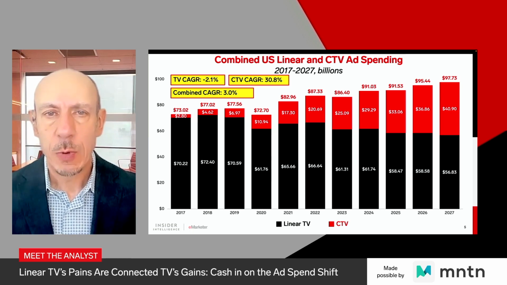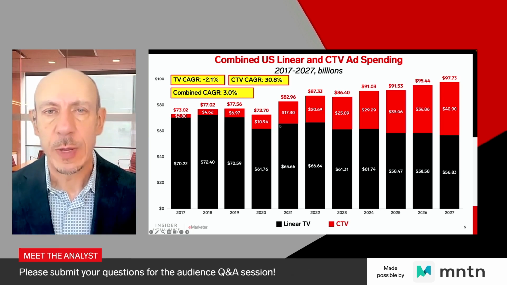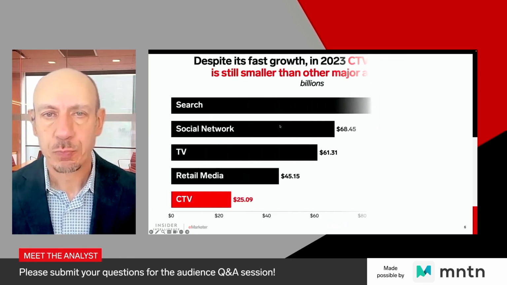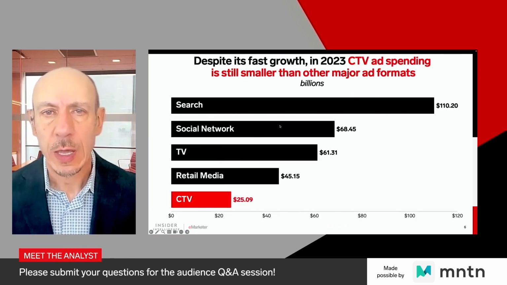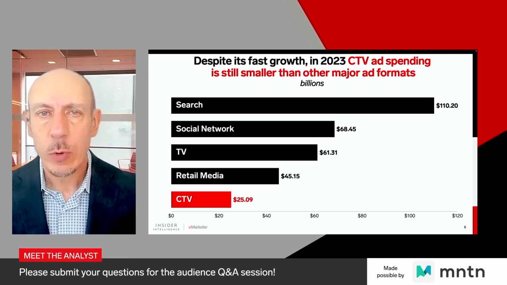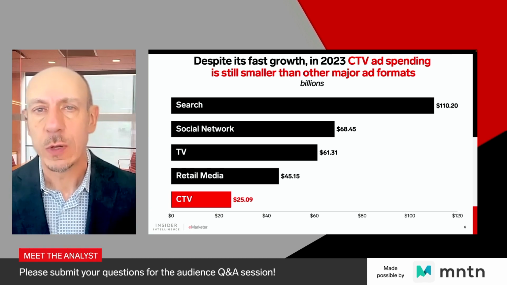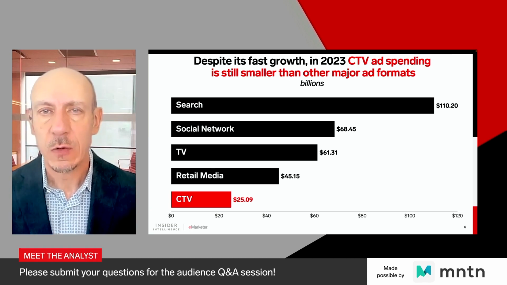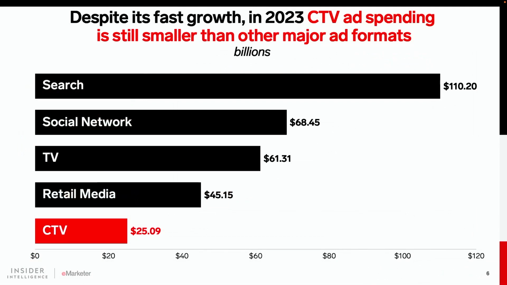So now let me put CTV in the context of other big ad channels that we track. Although it's been growing faster than pretty much everything else this year, it's actually a smaller market than these other categories. And we expect that to continue to be the case through at least the end of our forecast in 2027, and realistically, probably for a few years after that.